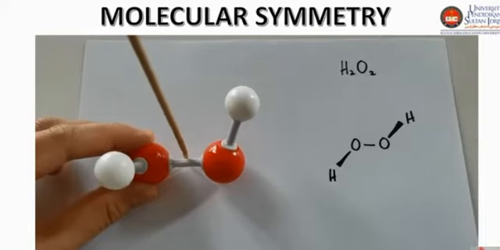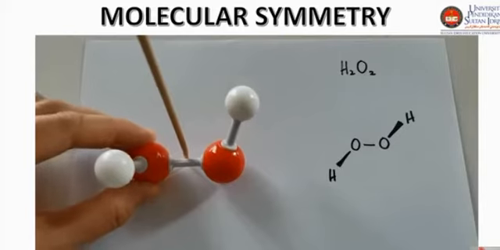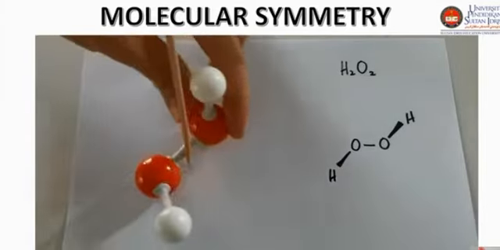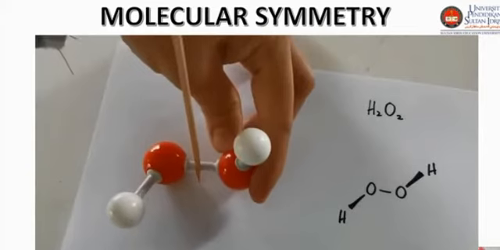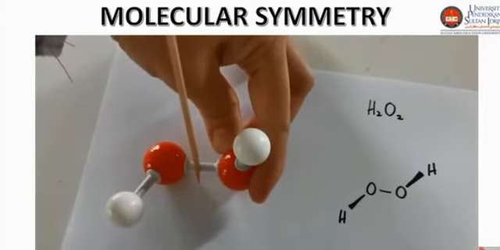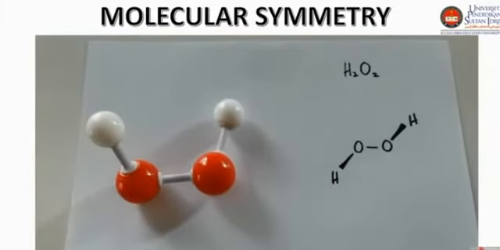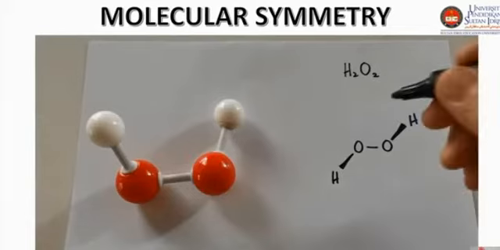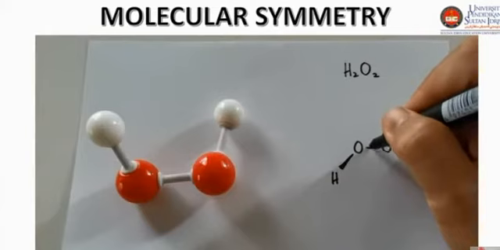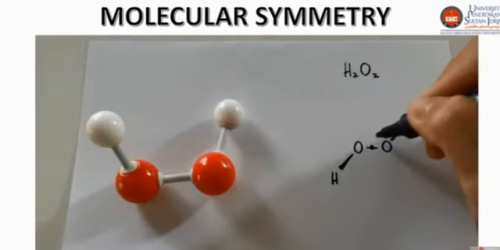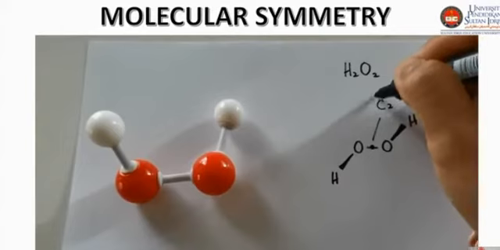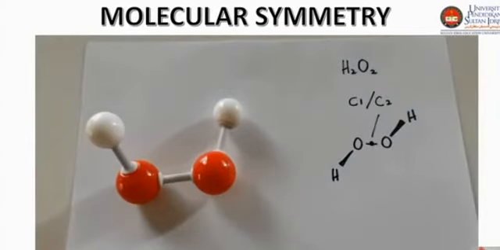The axis passes through the oxygen-oxygen bond here. So we try to rotate 180 degrees through this axis. We get the same configuration as before. Because the axis passes through the oxygen-oxygen bond, we just label a point here and label it C2, and of course on the same axis we can rotate 360 degrees.